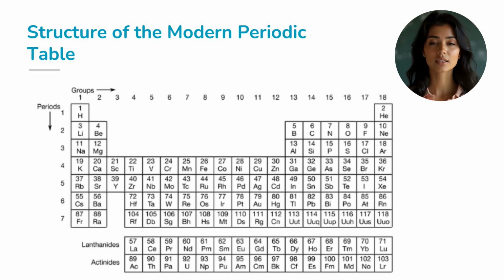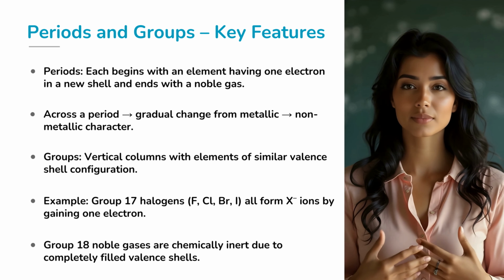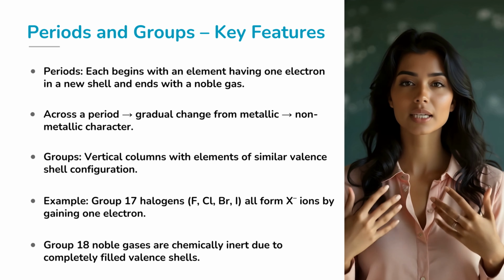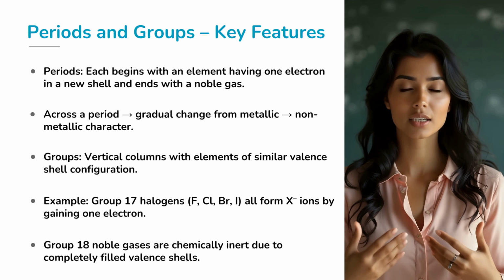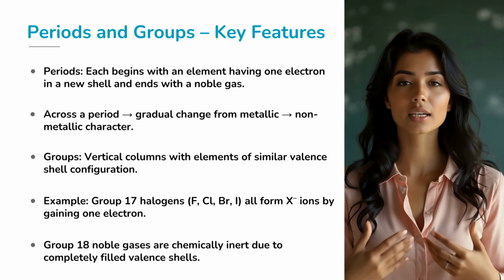On your screen, you can see the complete modern periodic table. Notice how the elements are beautifully organized like a map of chemistry itself. Let's zoom in further on periods and groups. Each period begins with an element having just one electron in a new shell and ends with a noble gas having a completely filled shell.